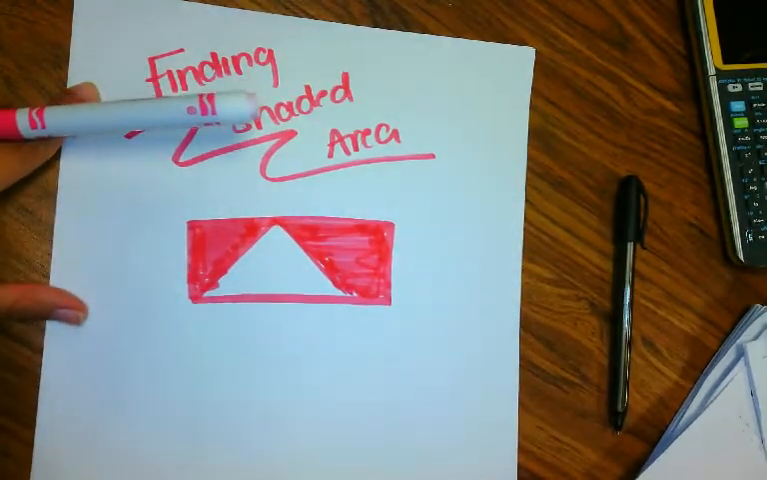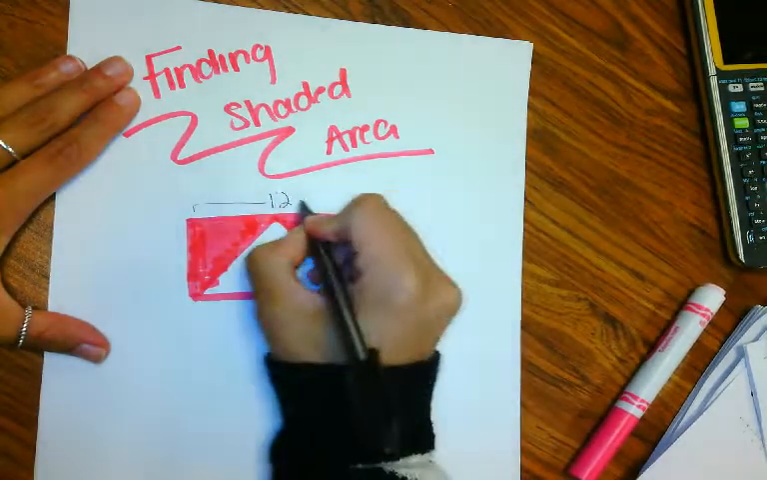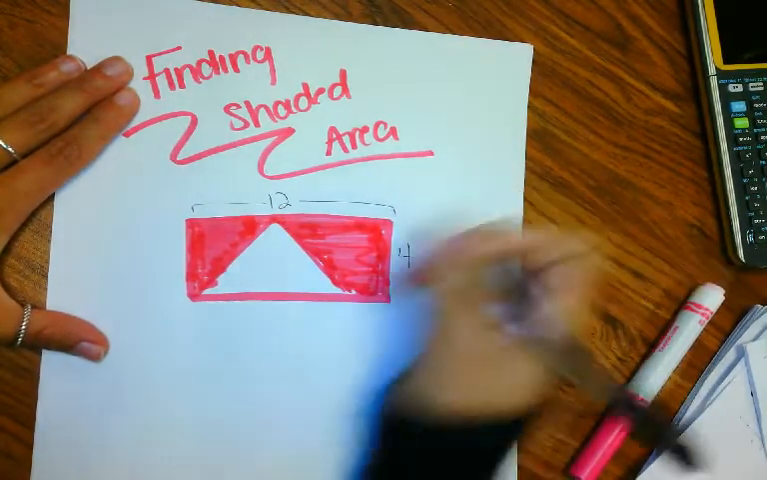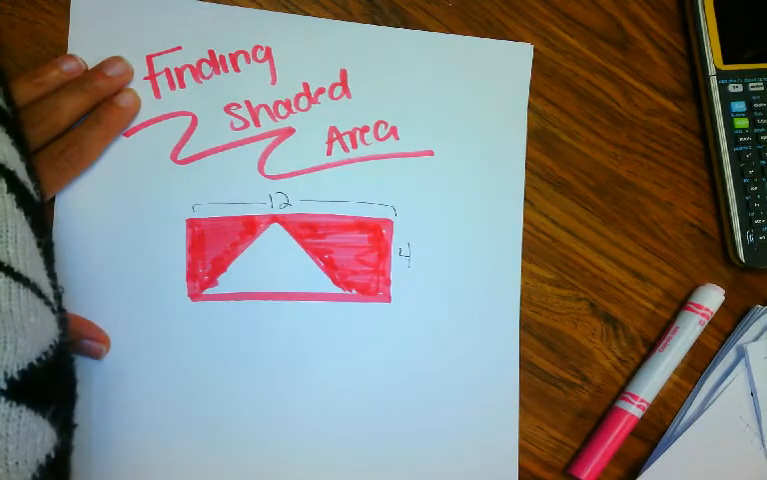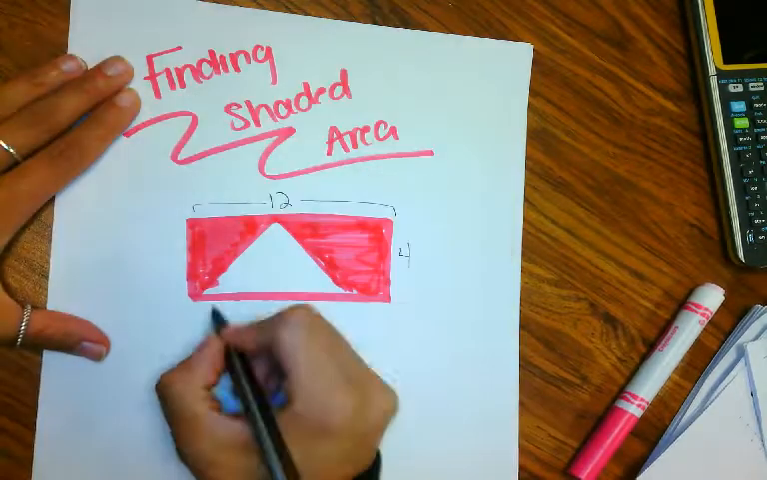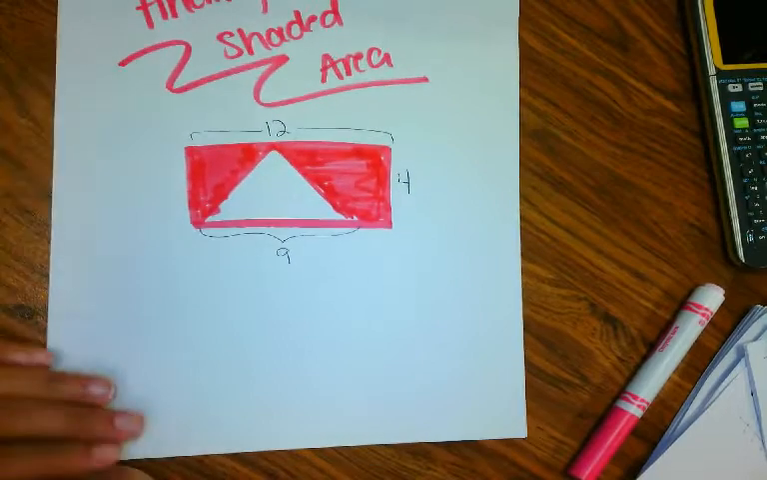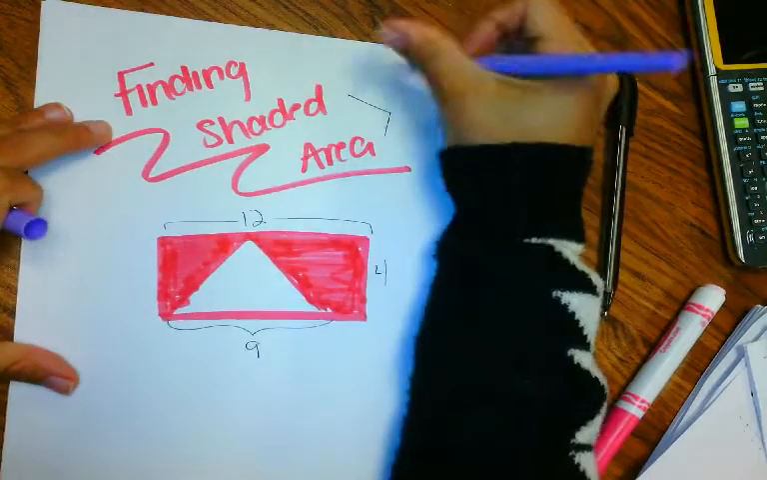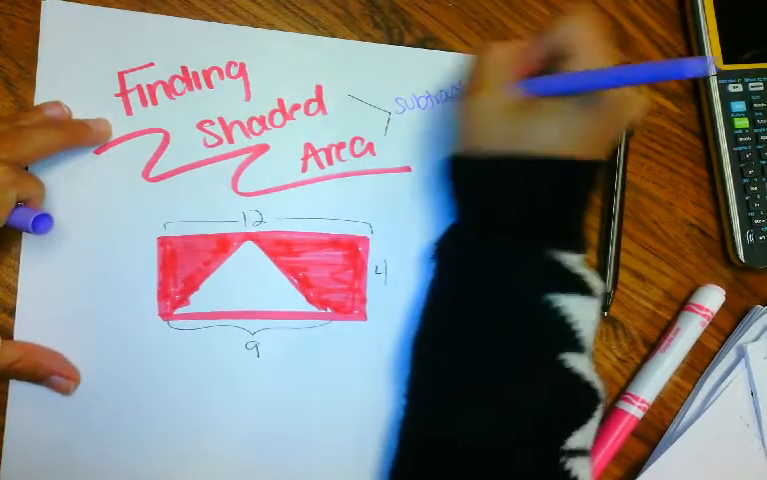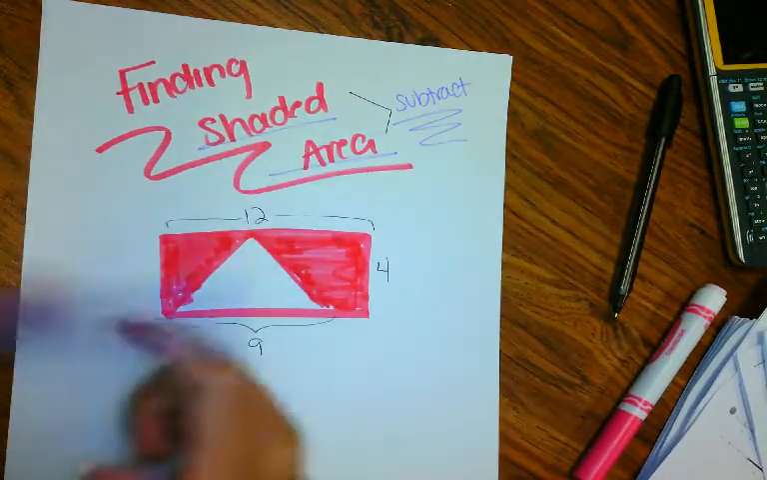All right, so let's say that this right here is 12, this whole thing right here. This is 4, and from here to here is 9, okay? Now, we need to find the shaded area. So whenever you have to find this shaded area, you are going to subtract. Okay? That is your key word. If you see the word shaded area, you are going to subtract. Okay? So we're going to look here.